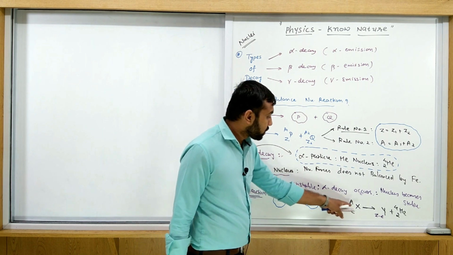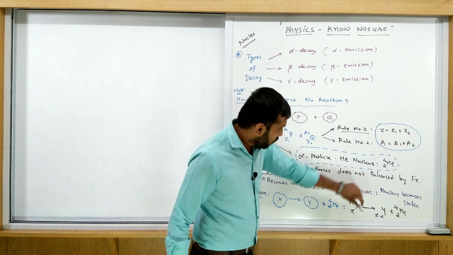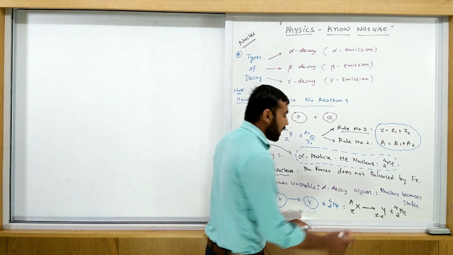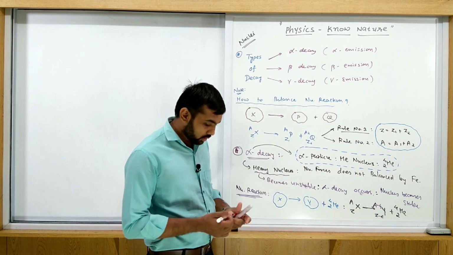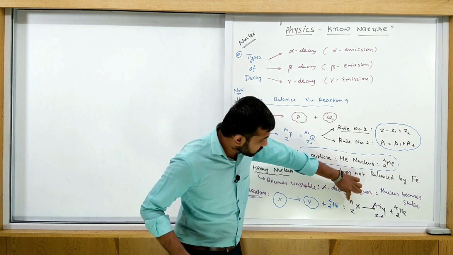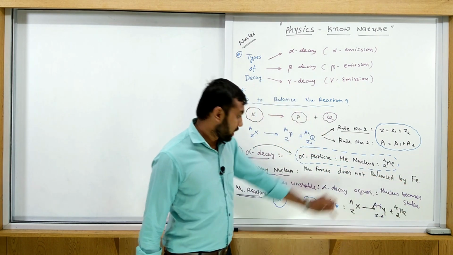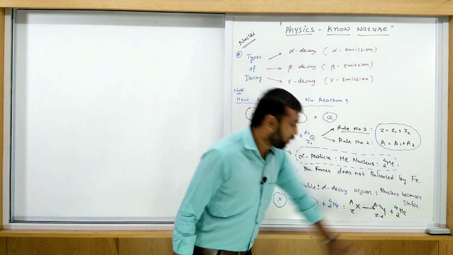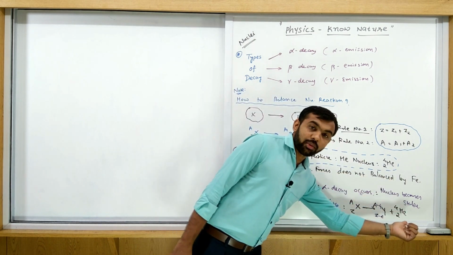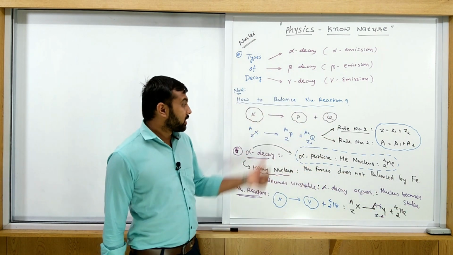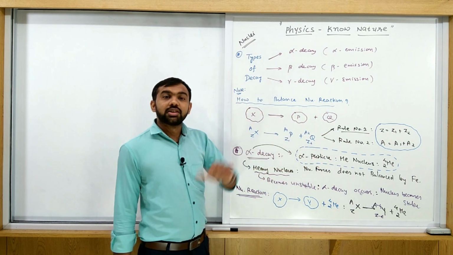Similarly for the atomic mass, here A, and here how much? 4. So what is required here? We require A minus 4, otherwise it is not balanced. See, the total here is A minus 4 plus 4, so the total is A. The left hand side total atomic mass is A, and the right hand side total atomic mass is A. So both sides are balanced. In any nuclear reaction, Z and A must be balanced.